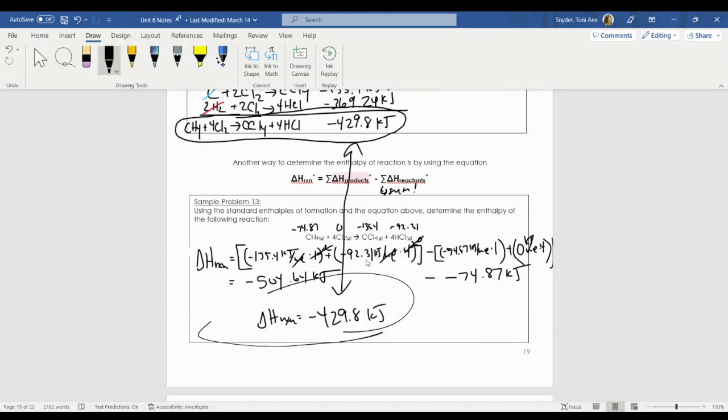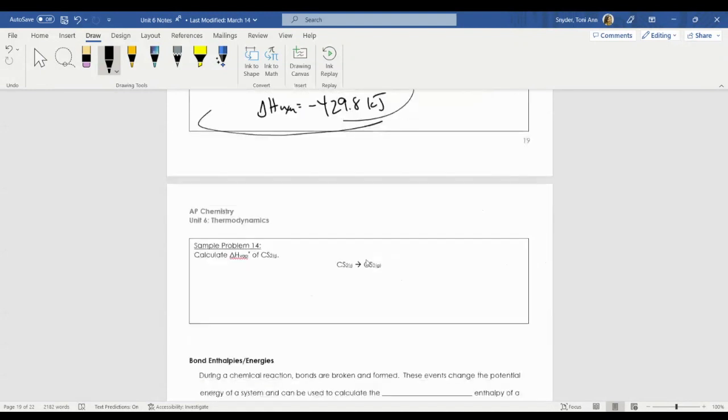Like I said, College Board much prefers the second one because they will always give you the heats of formation. So they'll just give you a list and you'll have to solve for it that way. It's actually quite simple. We'll do a bunch of these in class, but I don't think you'll have any trouble with these at all, as long as you know it's the sum of the products minus the sum of the reactants. Let's try one more in this case.